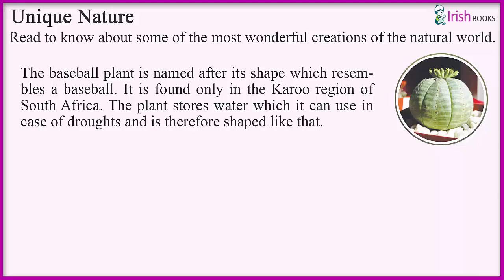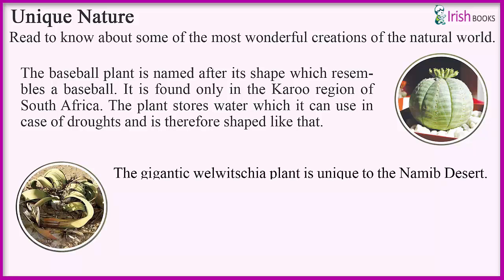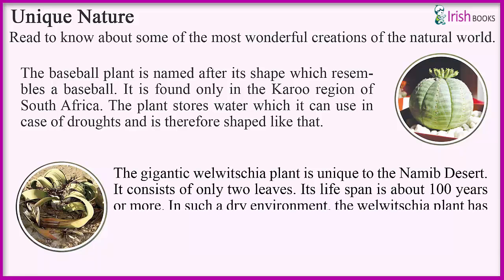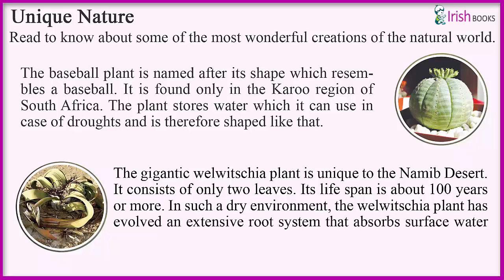The gigantic Welwitschia plant is unique to the Namib Desert. It consists of only 2 leaves. Its lifespan is about 100 years or more. In such a dry environment, the Welwitschia plant has evolved an extensive root system that absorbs surface water from a great volume of adjacent soil.